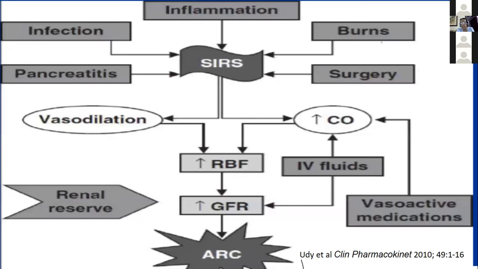And then you're also giving them vasoactive medications. For example, in patients with septic shock, that tends to increase your cardiac output. You're also giving them IV fluids. That also increases your GFR via the above mechanism. So that explains the understanding of augmented renal clearance. And that's the reason why very high doses of antibiotics are also required.